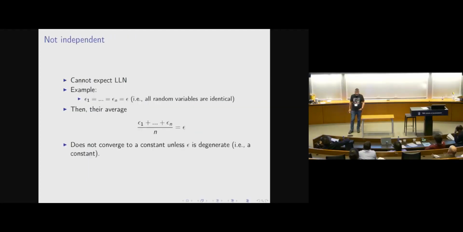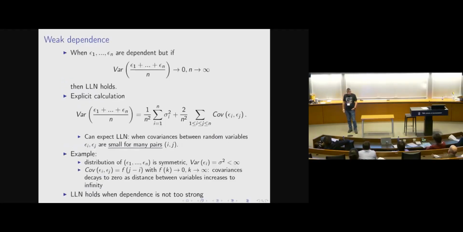Suppose we have not independent shocks. If we have dependent shocks, suppose, for example, all epsilons are identical, then their average is going to be just epsilon. So there is no hope for this thing to converge to a constant. Still, even without independence, we can still have the law of large numbers holding. For example, we have weak dependence, so we have the variance of the average going to 0. Then the law of large numbers for n going to infinity is still going to hold.